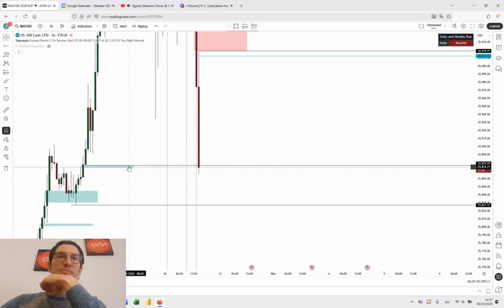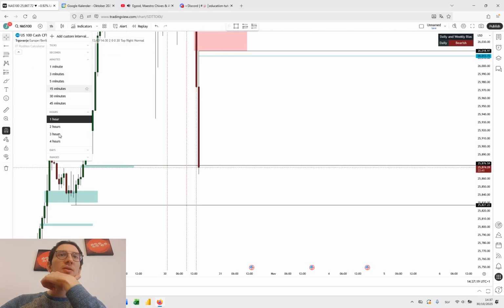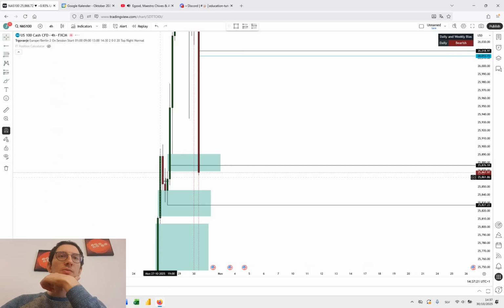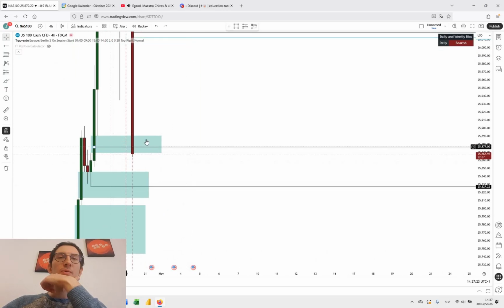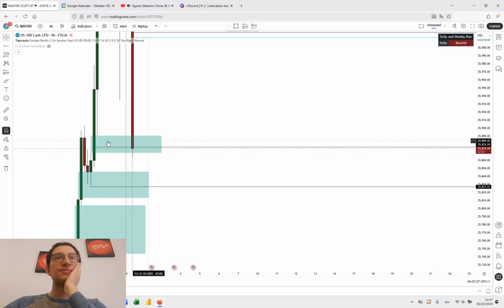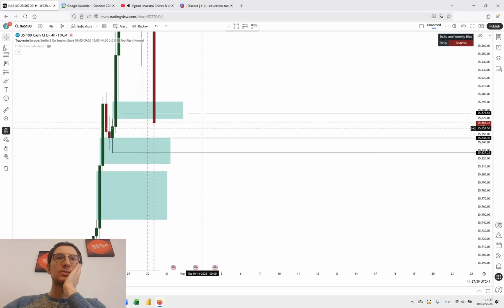Okay, are we gonna respect this fair value gap? Let's take a look at the 4 hour. Wow, if we close, then this whole 4 hour fair value gap will become a bearish fair value gap, an inversed one actually. Okay, here we have another one.